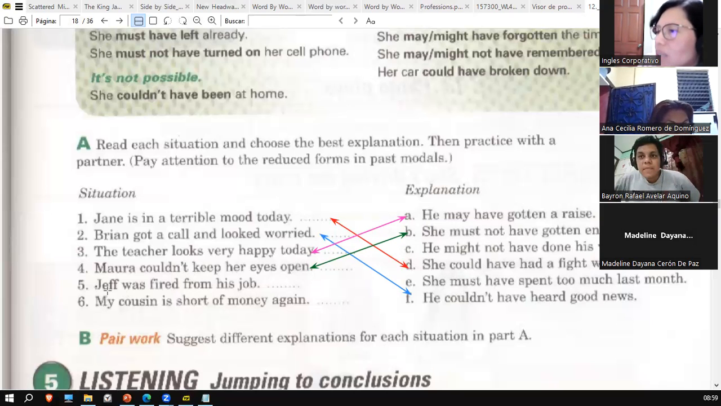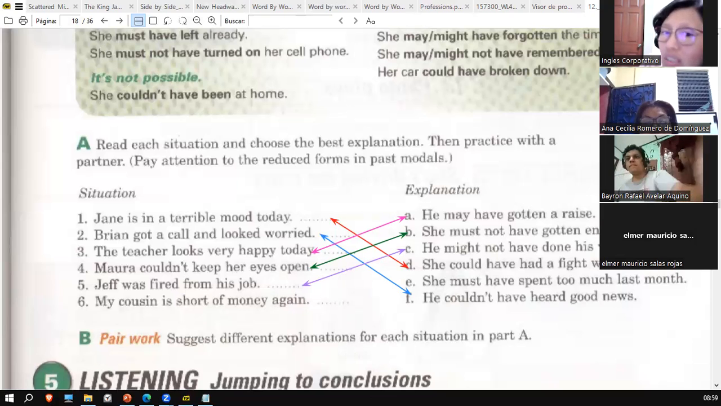What about this one, guys? Jeff was fired from his job. What do you think is the reason why he got fired? Did you say E or C? I'm sorry. Letter C. Ah, okay, letter C. Okay, thank you, guys. He might not have done his work on time. Yeah, actually, that could be true, right? Probably that's what happened. And let's go ahead and go with the last one, okay?